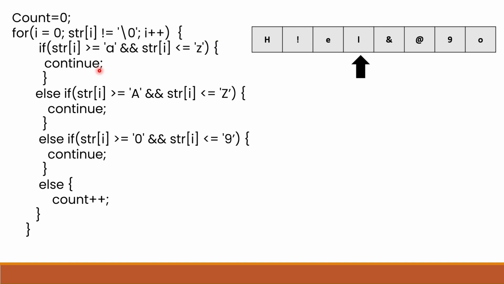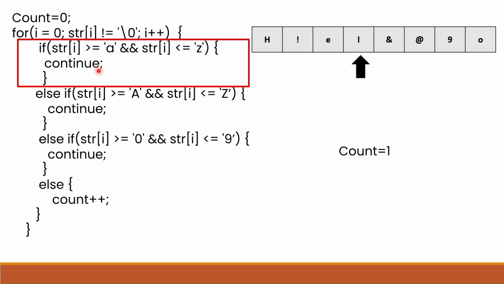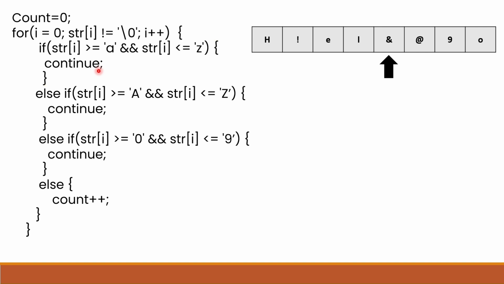In the next iteration, str of i's value will be L, and we have to check this if condition. If L is a small letter or not. Yes, L is a small letter. This if condition will be satisfied, and we have to perform this continue operation. So the continue operation will make us move to the next iteration, but the count's value will not be incremented, will not be updated, and the count's value will remain 1. So let's go to the next iteration.